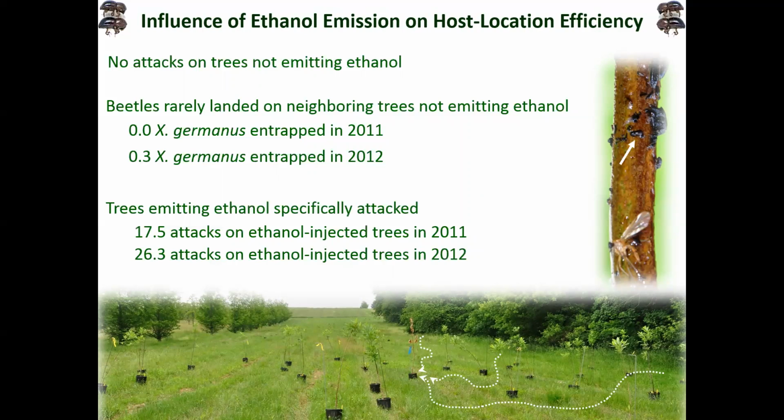But in fact, on the trees that were emitting ethanol, we had an average of 17 attacks per tree in 2011 and 26 attacks in 2012. So in other words, beetles have a very efficient capability of locating trees that are emitting ethanol. And this in part explains why we find clusters of trees attacked within nurseries. In other words, why they're attacking certain individuals and certain species within a given year and location.